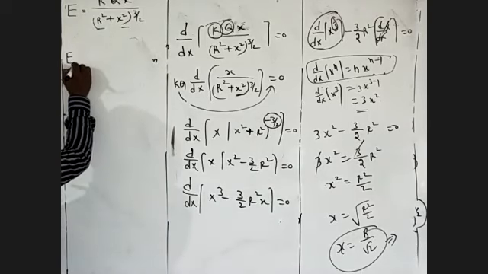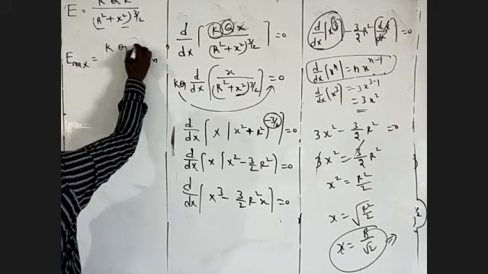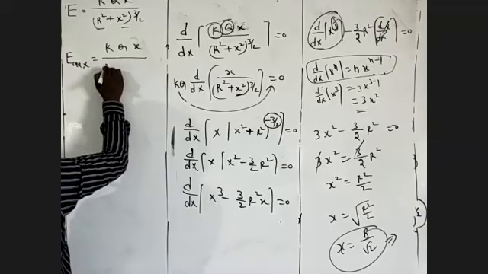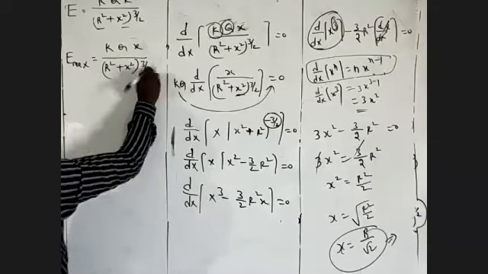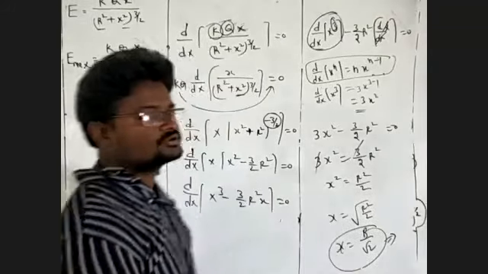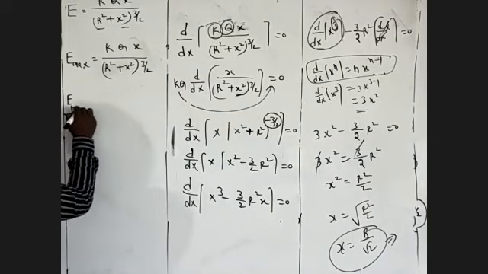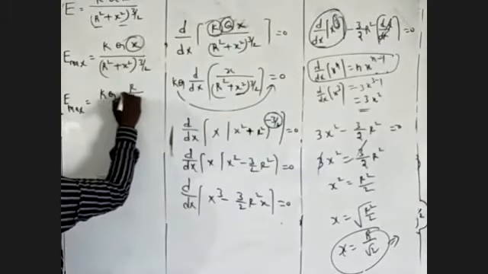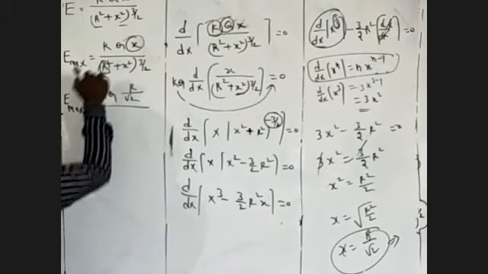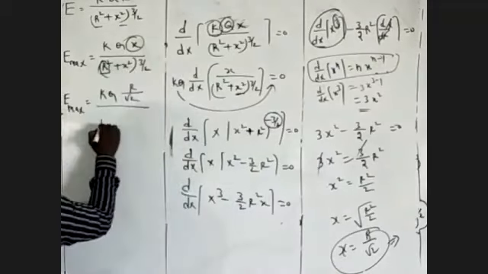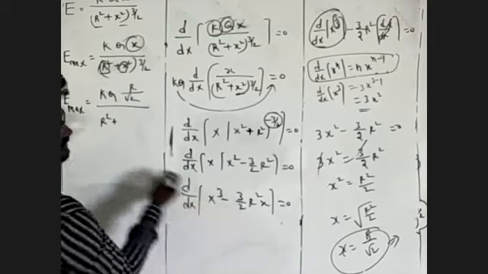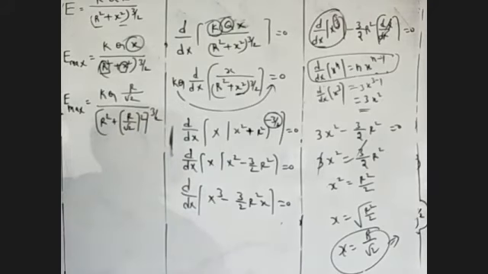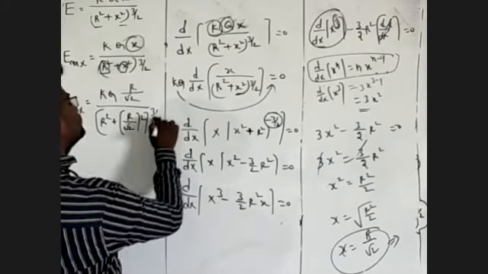This is Emax is equal to KQx by (r square plus x square) whole power of 3 by 2. Now your x is equal to r by root 2, so Emax is equal to KQ, x means r by root 2, by r square plus x square, where x square is (r by root 2) whole square, and whole power of 3 by 2.